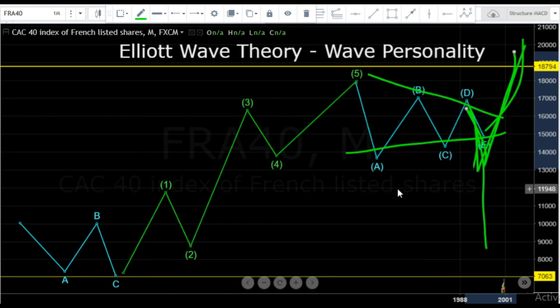Now that's probably enough information for one day, so we'll end it there and we'll pick up the story again in the next video, where we'll look at Fibonacci numbers and how they can be used to accurately measure ratios between waves, providing another valuable tool for our analysis.